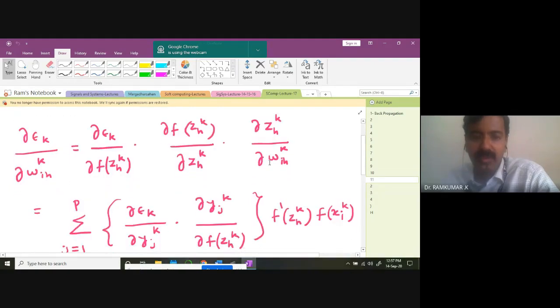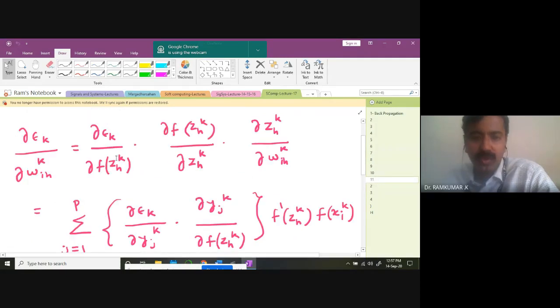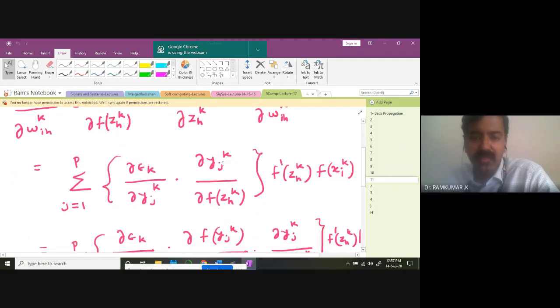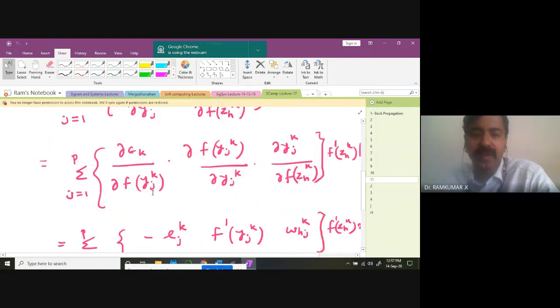So this is a key idea. To compute this, dou EK by dou f of ZHK, this one alone is going to be like this. And this one is nothing but f dash of ZHK. The same methodology we are going to employ, the sigmoidal function derivative. And then dou ZHK is going to be nothing but f of xi. So I'll be getting something like this.